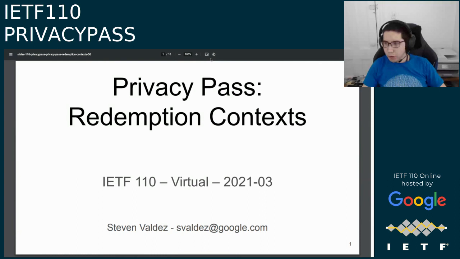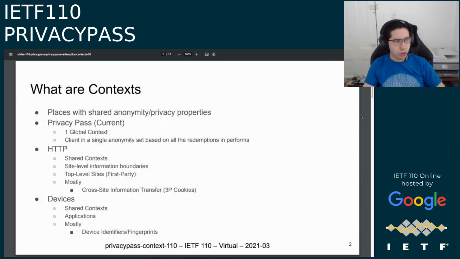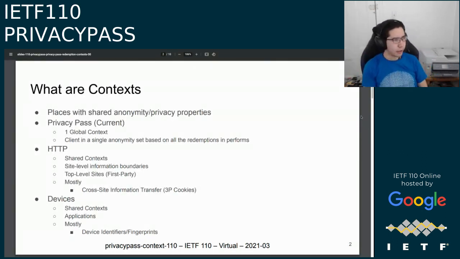So following up on that talk, I'm going to talk about the idea of introducing these redemption contexts to privacy pass, possibly at the protocol architecture level. Next slide. So when talking about context, I mean places that have shared anonymity and privacy properties. In privacy pass currently, there's this one global context where any redemption identifies that client with every other redemption. We treat it all as one massive context and do all the privacy math there as one massive thing.